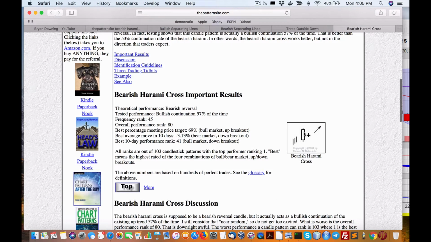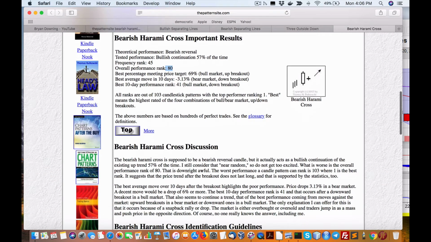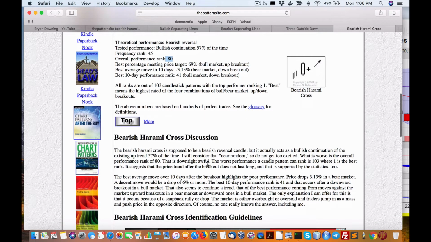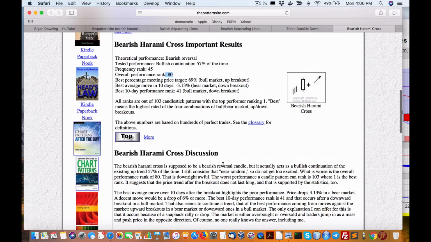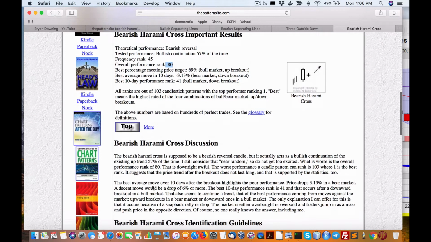So there was 3 days, 30, so it's a 69% accuracy. Ranks are out of, so it's overall performance ranks not that great, it looks like. Existing trend 50%, I still consider that near random. So don't get excited, we know that. That is downright the worst performing candle, rank 100.